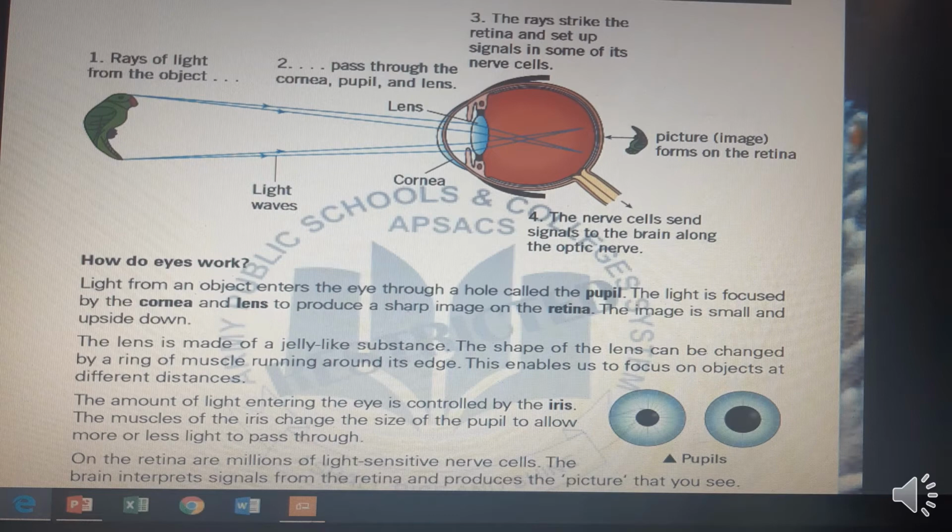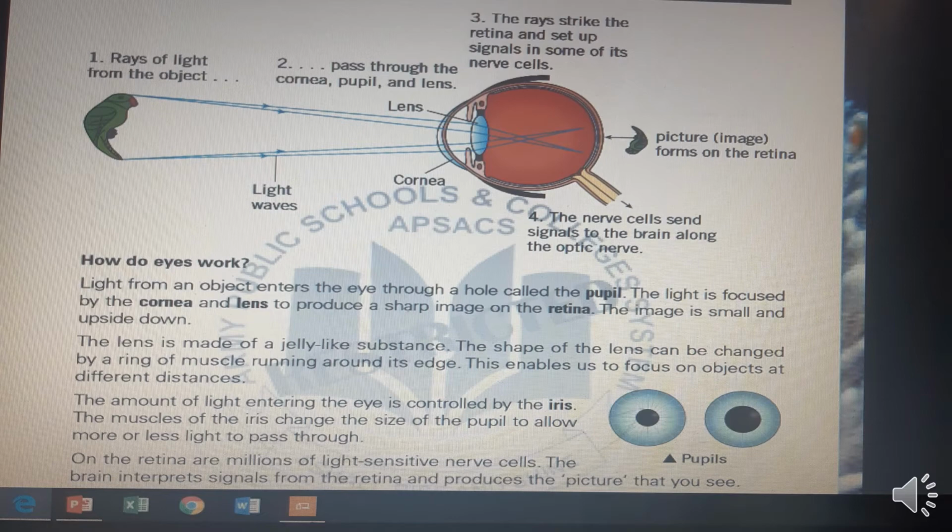Dear students, now we will discuss how eyes work. Focus on the diagram. You can see there is a parrot in front of the eye which is straight and the size is comparatively greater as compared to the parrot which is at the back side of the eye. And also the latter parrot is inverted as well as small. Now I am going to tell you how it happens, what is the reason, and how the human eye works.